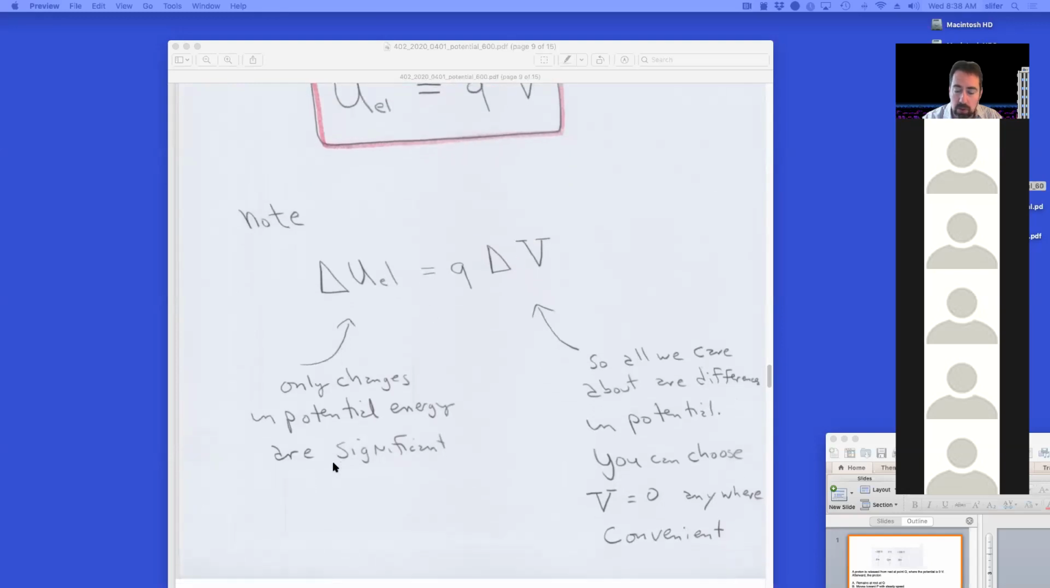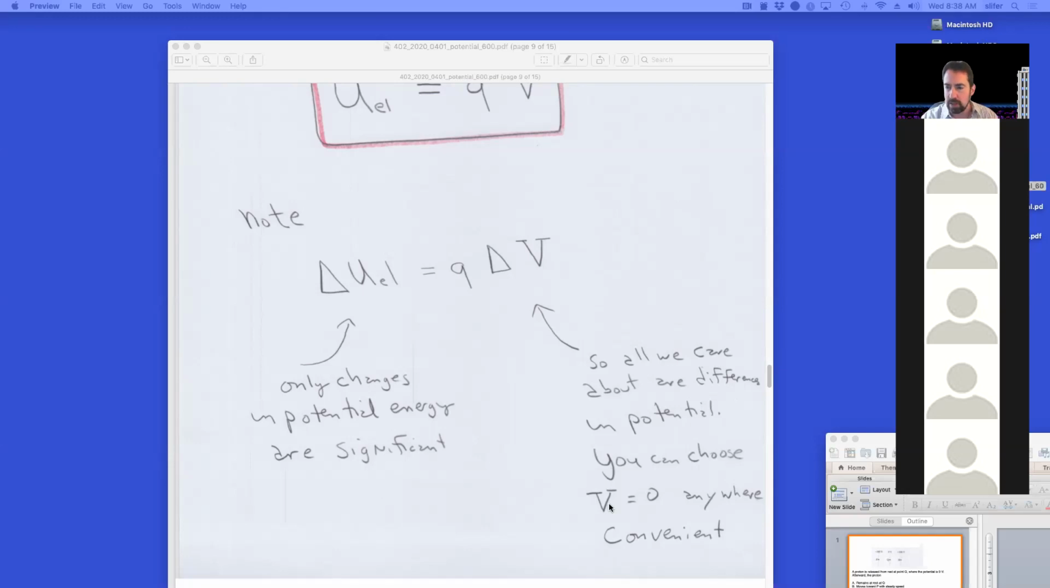So long story short, I'm being a little bit verbose this morning. Only changes in potential energy are significant. So all we care about are changes in potential, differences in potential. You can choose the 0 of this scale of potential at any convenient place.